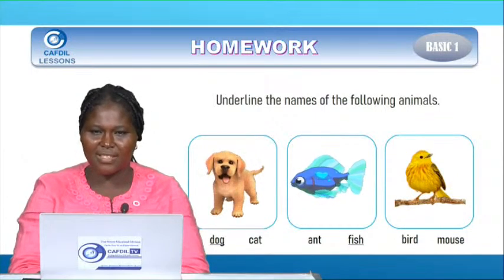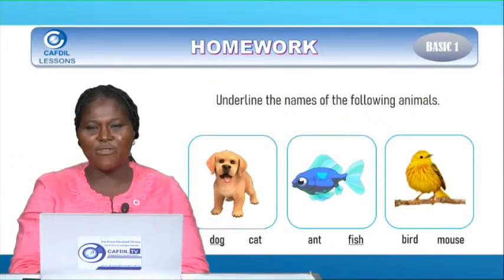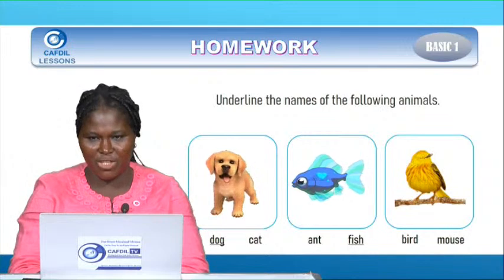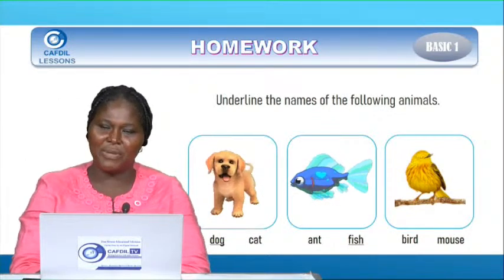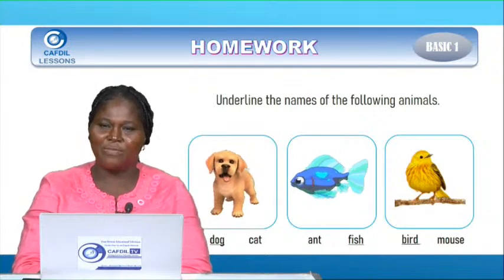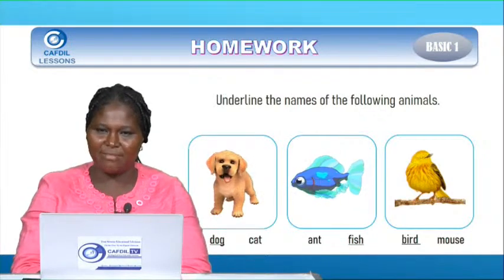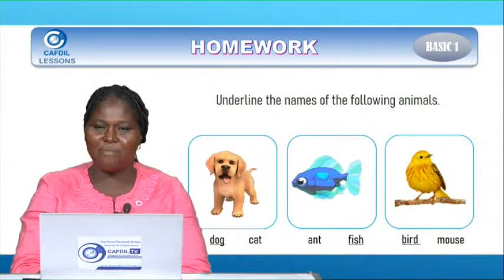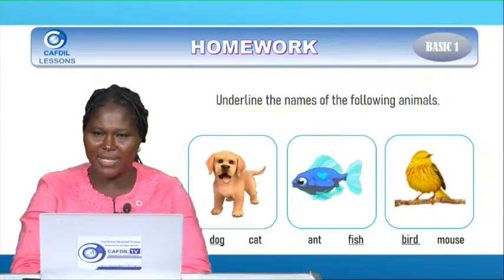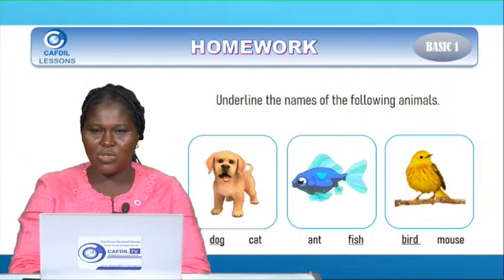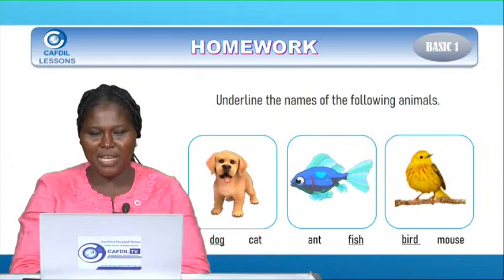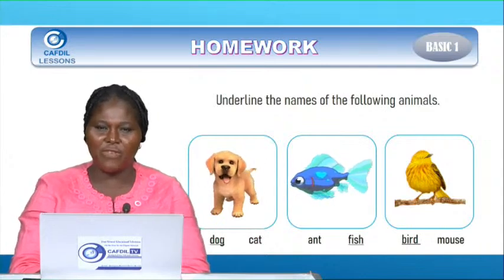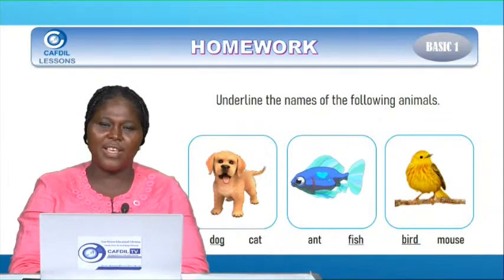So the correct answer is fish. Let's go to the third picture. The third picture, we have bird. This is a bird. We have bird and mouse. So the correct answer is bird. So the pictures on our screen, the names of animals: the first one is dog.